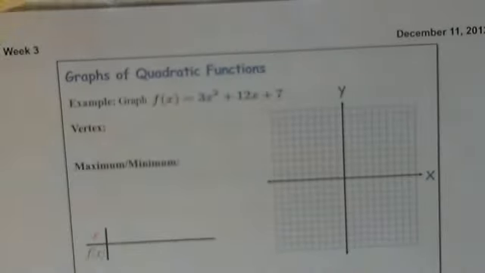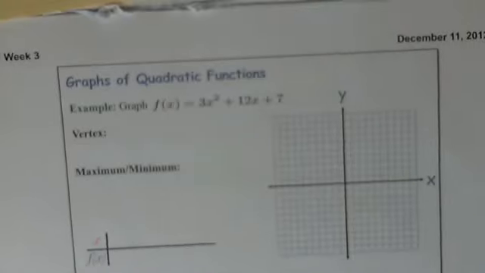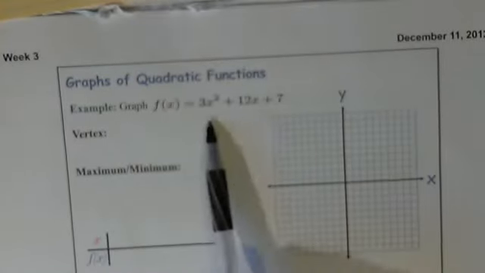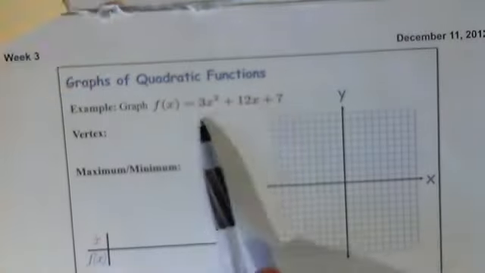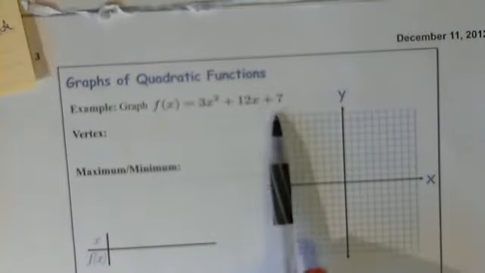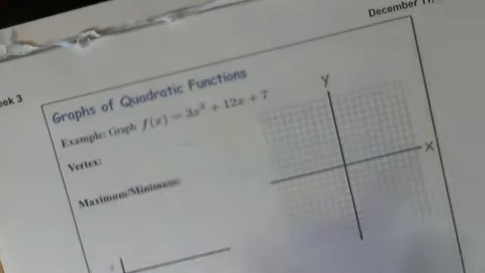Alright, now we're going to graph an entire function, not just the vertex. So we have a function f of x equals 3x squared plus 12x plus 7, and it's in that ax squared plus bx plus c form, which it needs to be before we can begin graphing. So our first step, from the notes on the previous page, is to find the vertex.